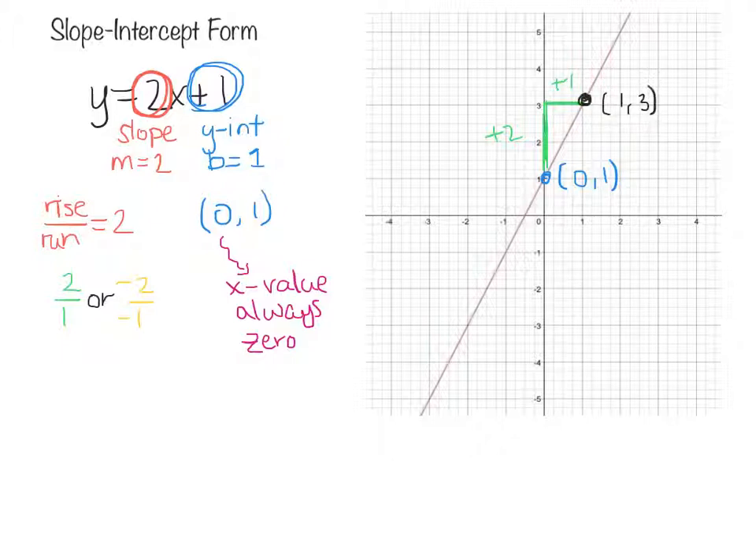We can also go in the opposite direction by rising a negative 2, which means I'm actually going to go down 2 units, and then run a negative 1, which puts us left 1 unit. So if we connect the dots, we create our linear function. So this lesson was on slope-intercept form.